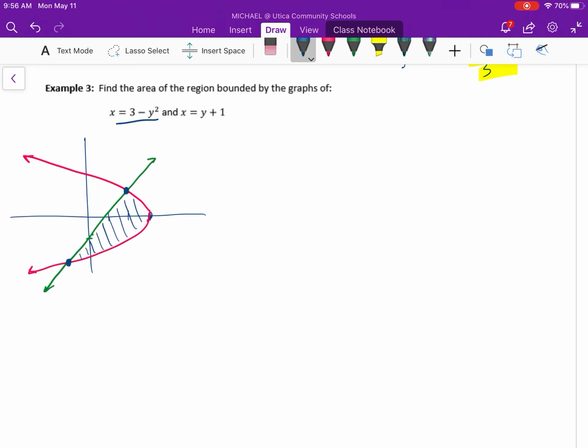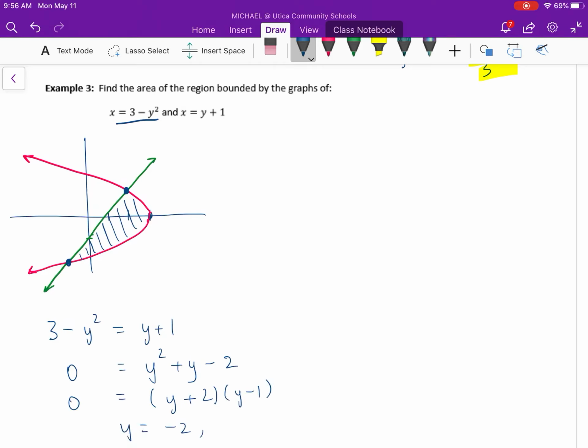We need to know where they intersect. So step 2 is to figure out where these two things meet. I'm going to move this stuff over to the right side. So I'm going to get y² plus y, and then minus 3 gives me minus 2. I'm going to factor: y plus 2, y minus 1. So it's at -2 and positive 1. Again, we're looking at y values here, so my y value down here is -2. My y value up there is positive 1.